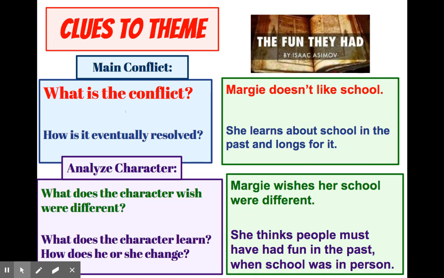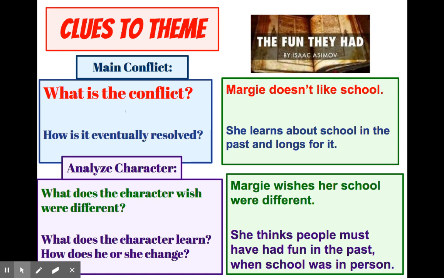So let's look at The Fun They Had. This is the story that you read this week. It's a little bit more difficult because it's not as packed with action. It doesn't follow as clear-cut a plot pattern. But the main conflict is essentially that Margie doesn't like school. How is it eventually resolved?